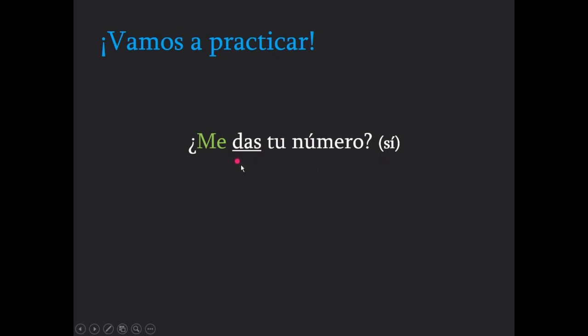Now, keep in mind, when you answer this sentence, you're going to have to change two things, because you're saying, will you give me? And you're going to say, yes, I will give. So we know the verb is going to have to change, and the indirect object pronoun will have to change, because the question, will you give me? Yes, I will give you. So let's look at the Spanish sentence. Sí, te doy mi número. Yes, there's the I'll give, and there's the you. So will you give me your number? Yes, I will give you my number.